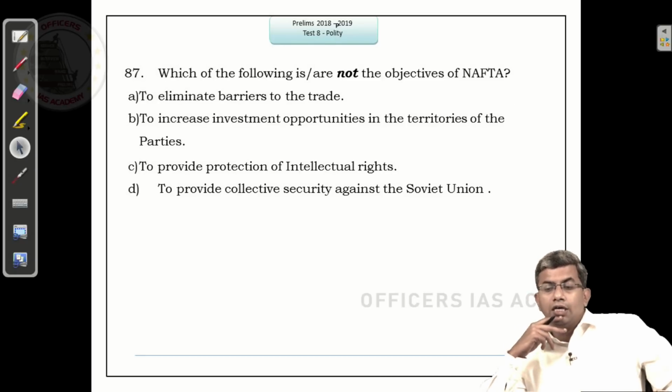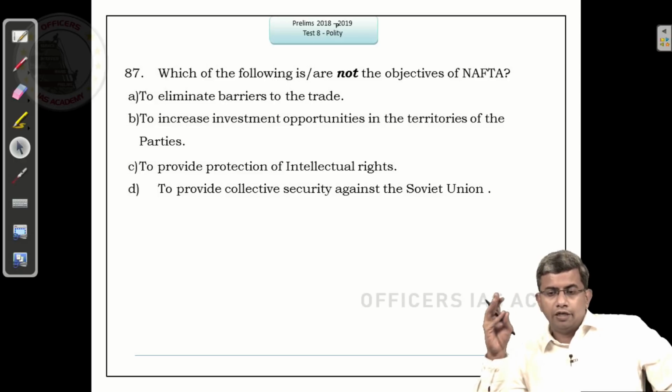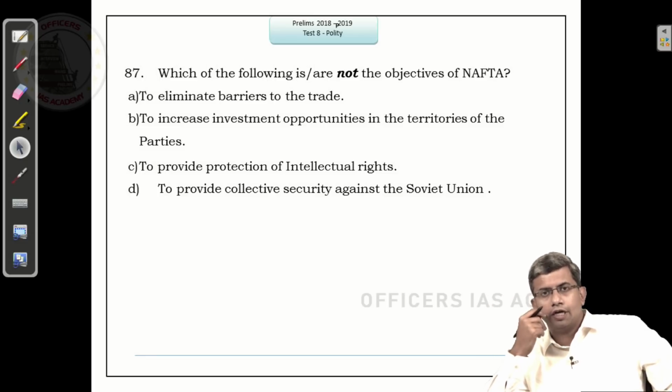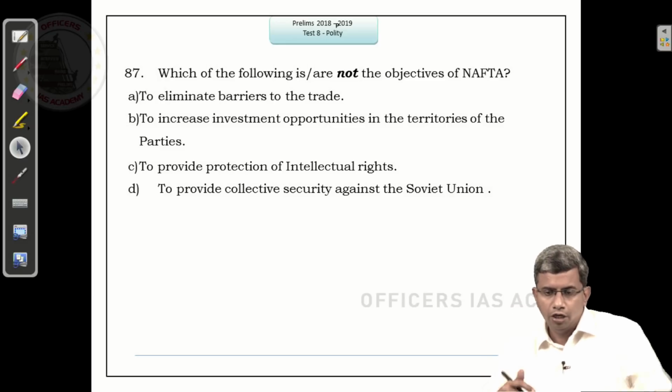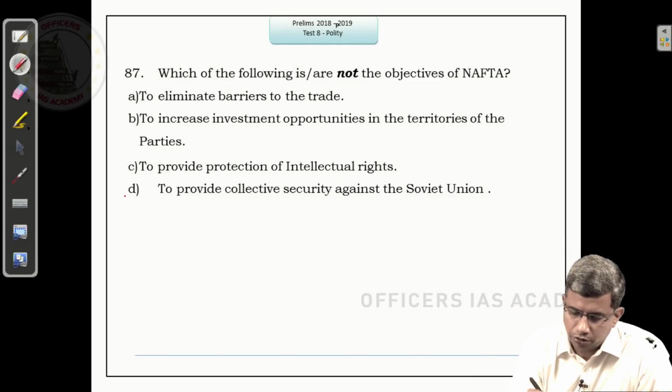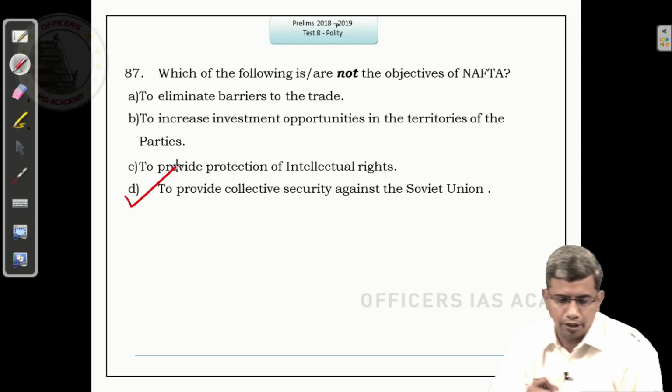Which of the following is not an objective of NAFTA? To eliminate barriers to trade, obviously it's an objective. To increase investment opportunities, obviously it's an objective. To provide protection of intellectual property rights, obviously it's an objective. To provide collective security against the Soviet Union, this was not the objective for which the North American Free Trade Agreement, or NAFTA as it is called, was set up. So which is not the objective? The correct answer is D.